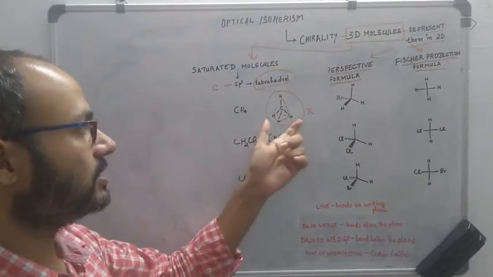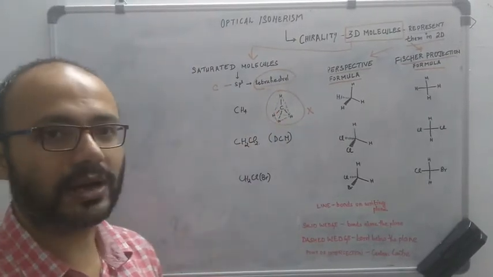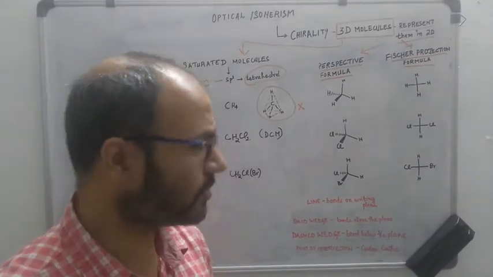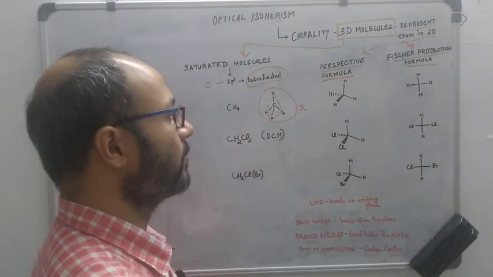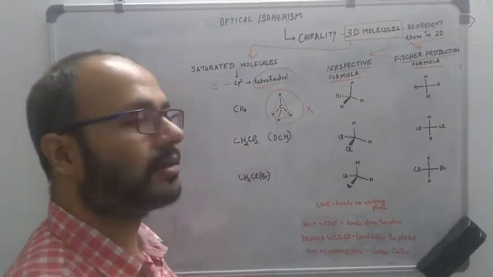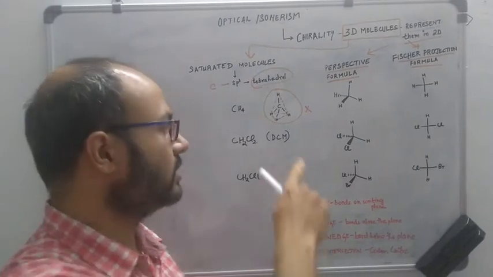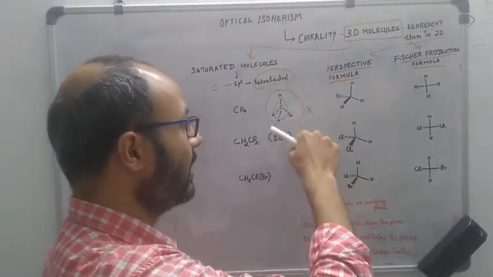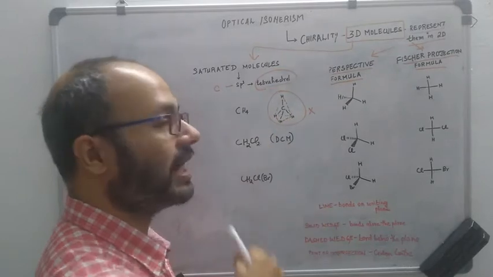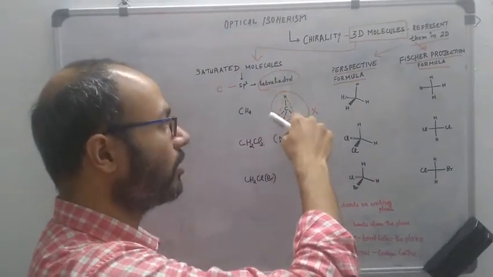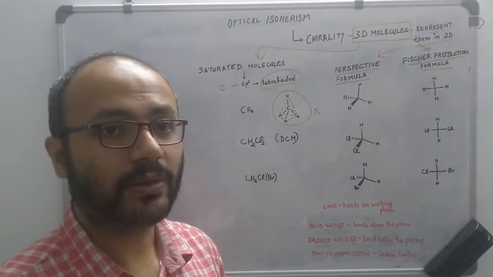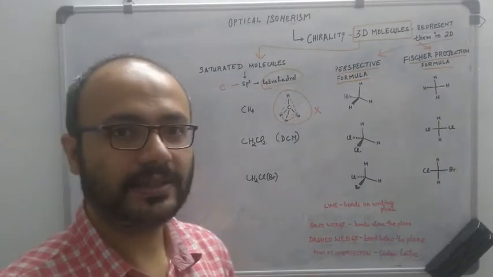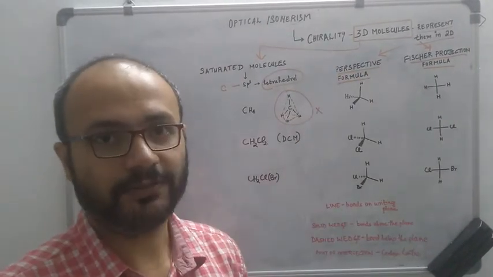Just by simply drawing four lines attached with hydrogen over the carbon doesn't show this. But every time drawing a tetrahedron around the carbon atom won't be an easy job, and if we have many complicated substituents attached apart from the hydrogen, then there can be more complication in drawing a tetrahedron every time. So we require to make this simpler. For that purpose, we'll start with how to draw the perspective formula.